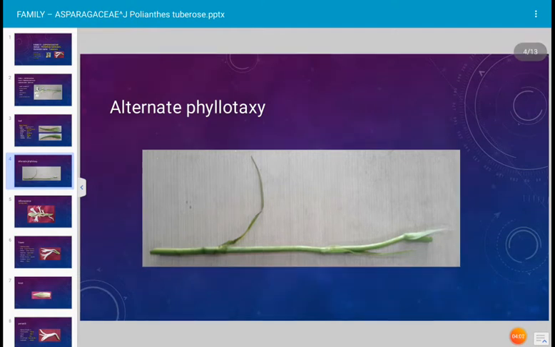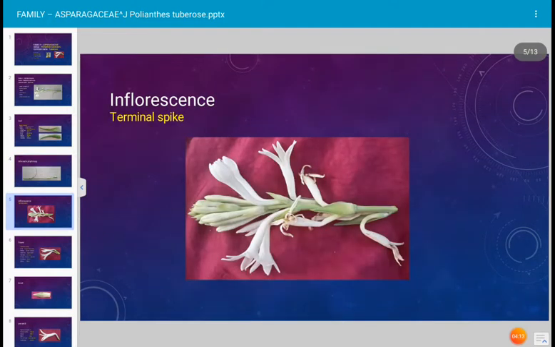This is the photograph that we have shown of the alternate phyllotaxy, the alternate arrangement of the leaves on the stem. Next, this is the inflorescence. Which type of inflorescence occurs in Polianthes tuberosa, family Asparagaceae? Terminal spike type of inflorescence occurs in Polianthes tuberosa. What is spike type of inflorescence? A spike is an inflorescence in which the flowering shoot is elongated, on which flowers are produced.